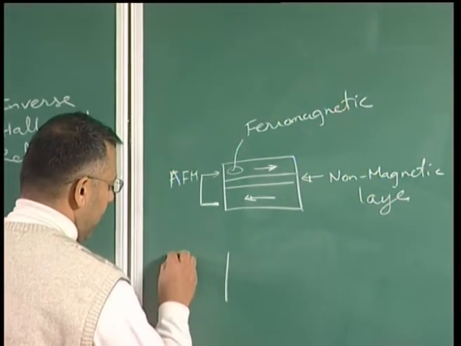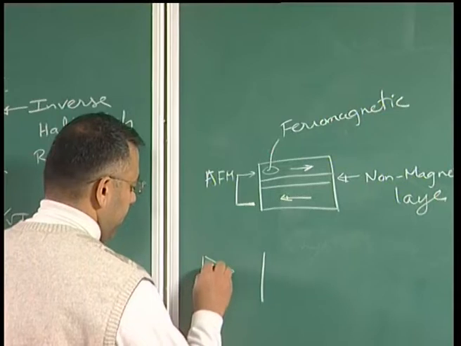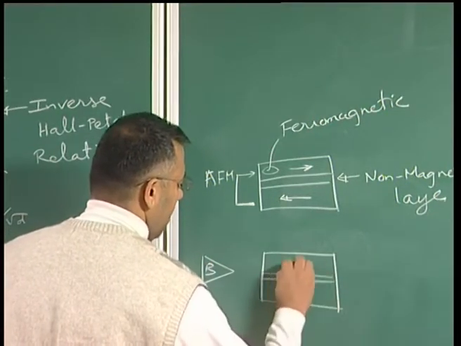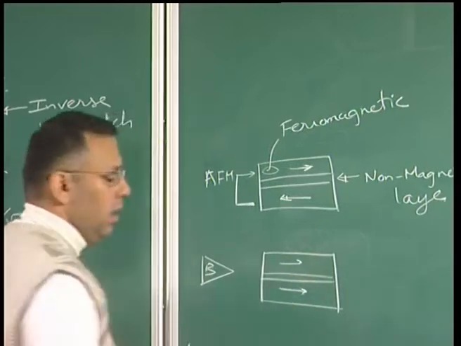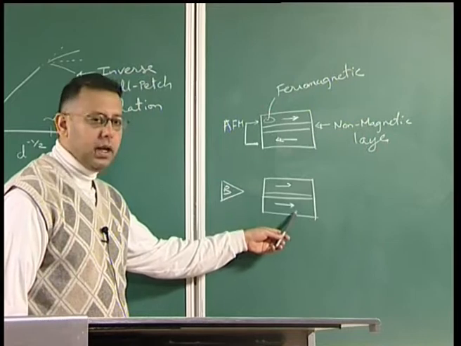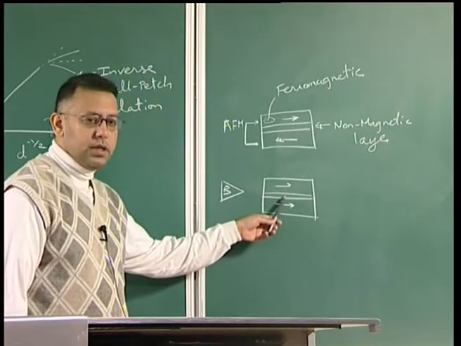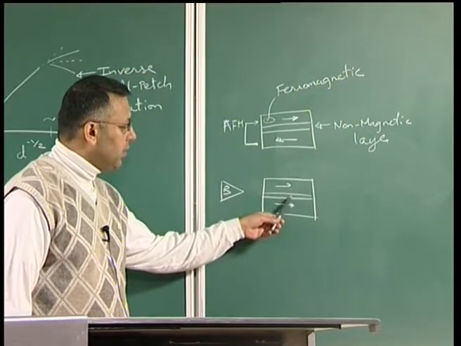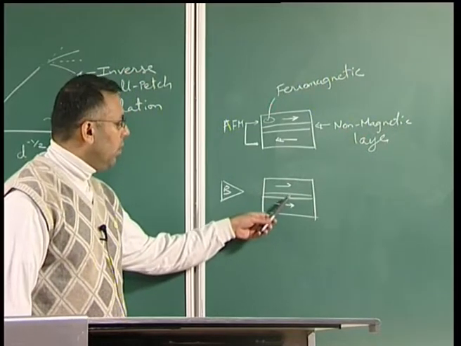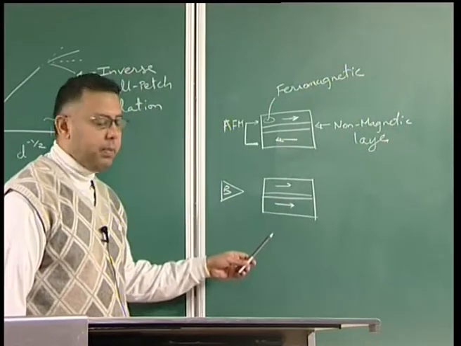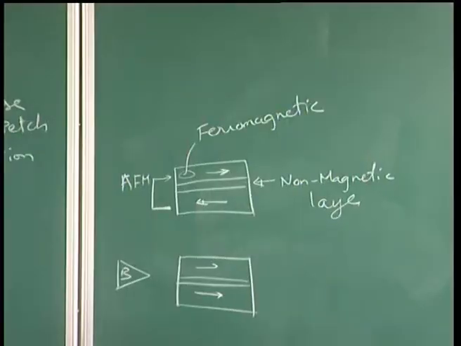Now, what happens, suppose I switch on my magnetic field. So, in the presence of a magnetic field like B, what I get here is a state in which my spins are ferromagnetically coupled. So, this is my magnetic layer, this is my magnetic layer, and in between is a non-magnetic layer, and the thickness of the middle layer is less than what is known as the spin diffusion length. And if they get ferromagnetically coupled, then I get a low resistance state.